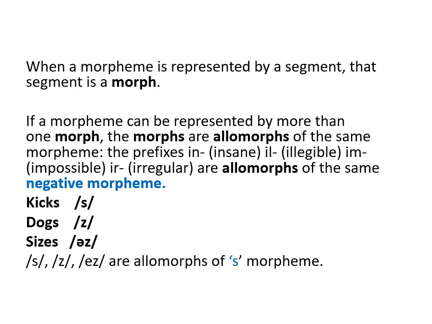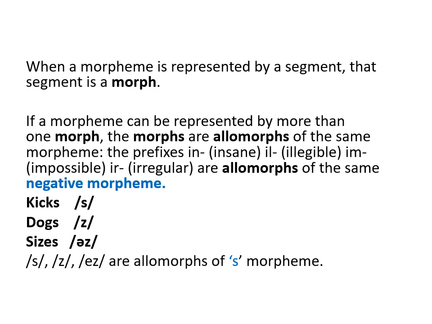When the morpheme is represented by a segment, that segment is a morph. If a morpheme can be represented by more than one morph, the morphs are allomorphs of the same morpheme, as we have discussed in our previous slides. The prefixes in like in insane, or il in illegal, or im in impossible, or ir in irregular are allomorphs of the same negative morpheme. We want to show the negativity in the sentences, we use these words. It means these are the allomorphs of the negative morpheme.